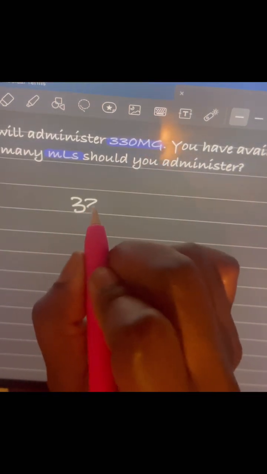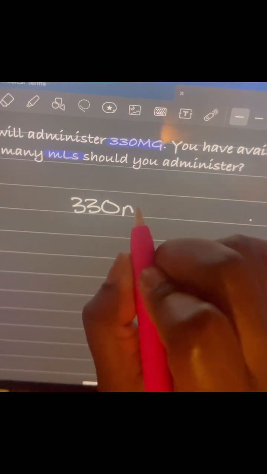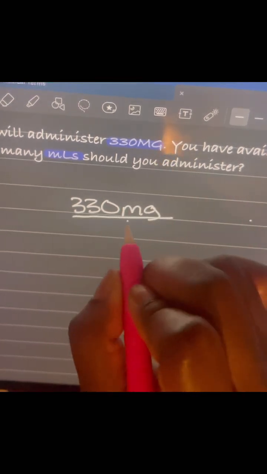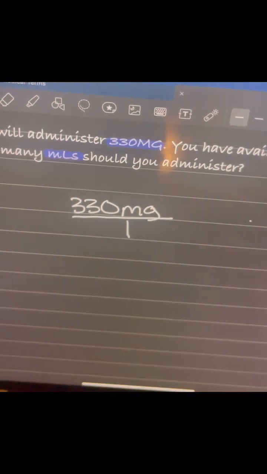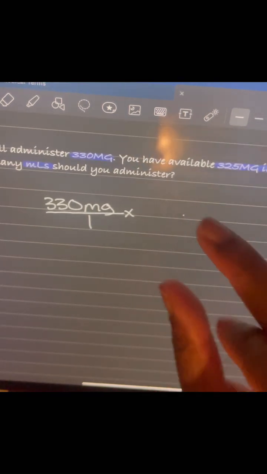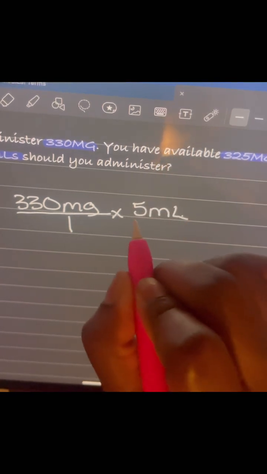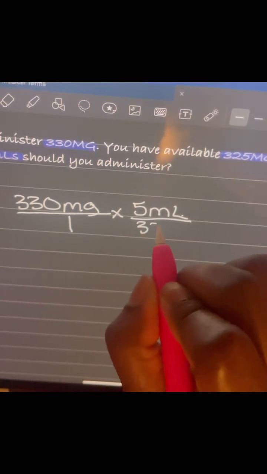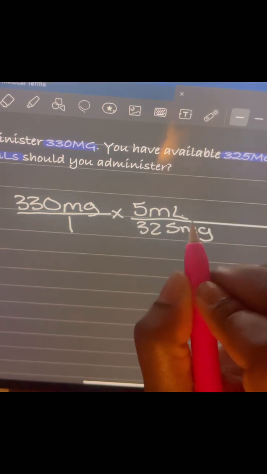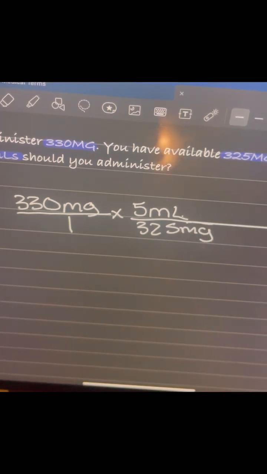So let me zoom in here. We are going to be doing 330 milligrams over 1. Because that is what we're going to be administering. And then we are going to multiply that by 5 mLs over 325 milligrams, because that is what is available to us.